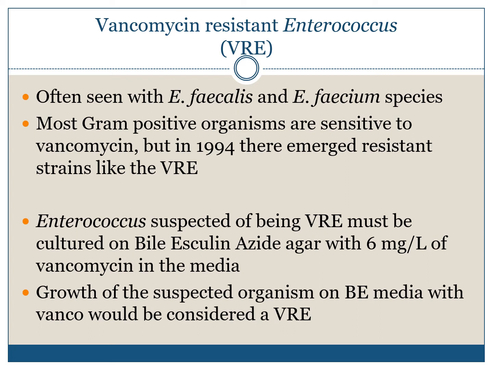We could also take our Enterococcus and put it on a brain-heart infusion agar with 6 micrograms per mL of vanco. And if the colonies grow on the BHI with vancomycin, then you know that you're dealing with a vanco-resistant Enterococcus.